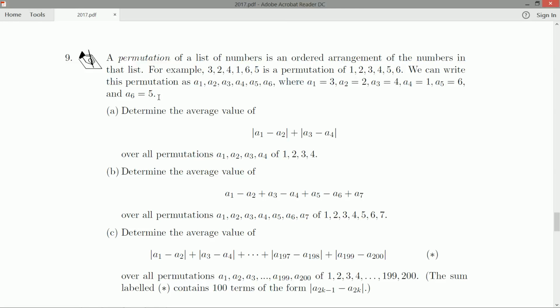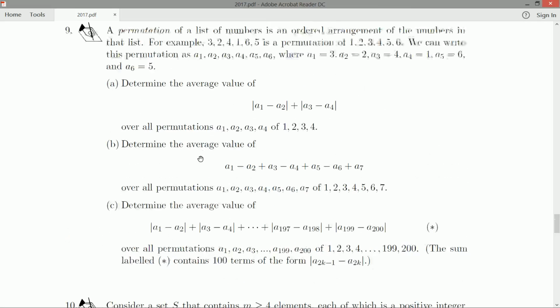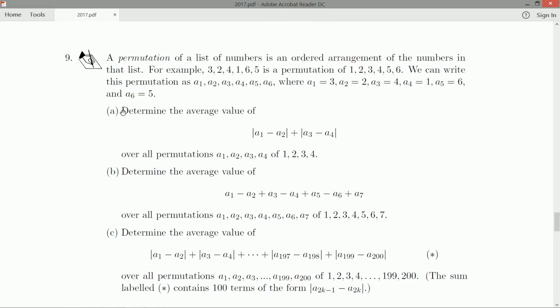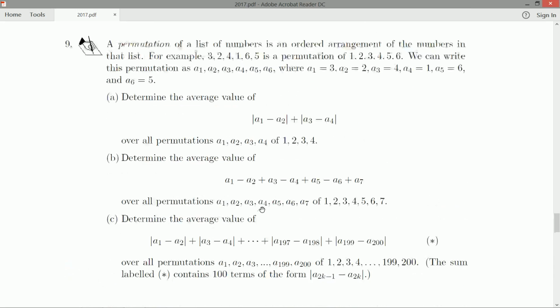Okay, introducing the idea of a permutation. Nice to have a good, clean definition there. So we've got 3 parts to this question. A part: determine the average value of the absolute value of A1 minus A2, plus the absolute value of A3 minus A4, over all permutations of 1, 2, 3, 4. Looks like they're going to be using permutations more, so let's read the whole question and see if we can make a list of common notions of permutations that we'll need for these.